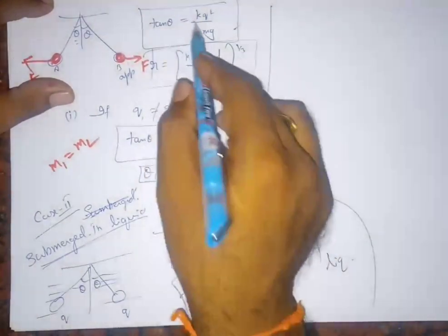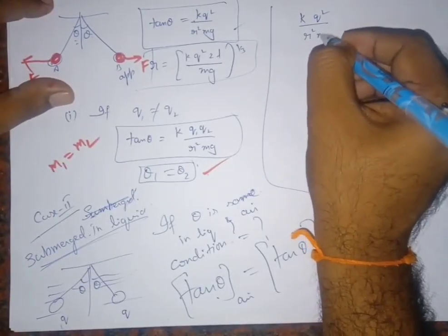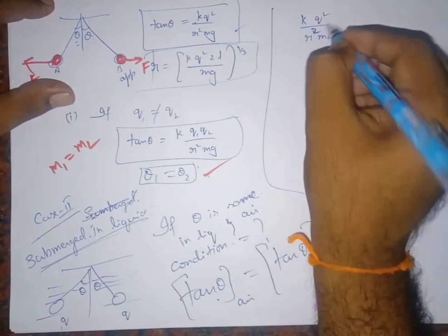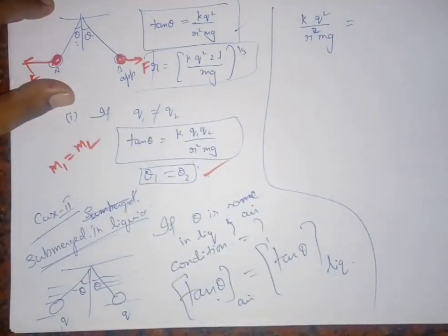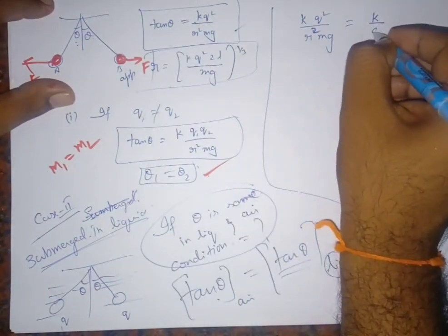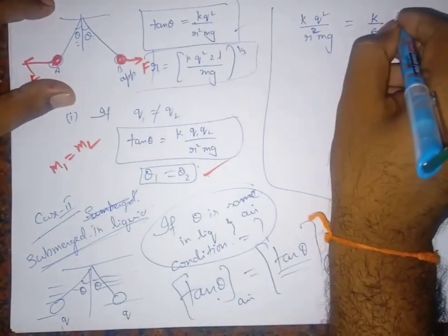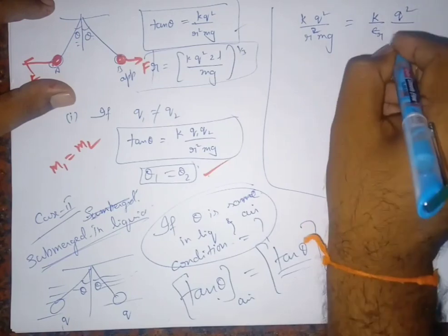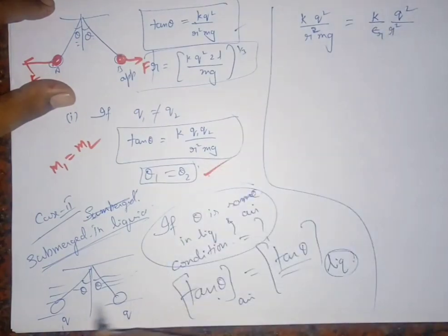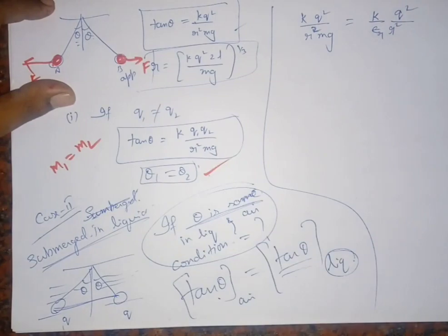So what is the expression for angle in air? K q square by r square mg. That's what we learned in the previous case. What is the expression for angle in liquid? That was given as a condition. Instead of k we have k by epsilon r because the medium got changed. The charges will not change, so q square by r square. The distance also is not going to change because theta was said to be same.